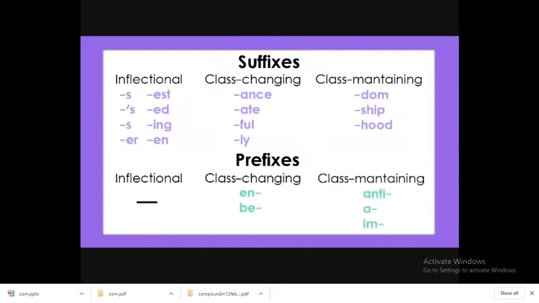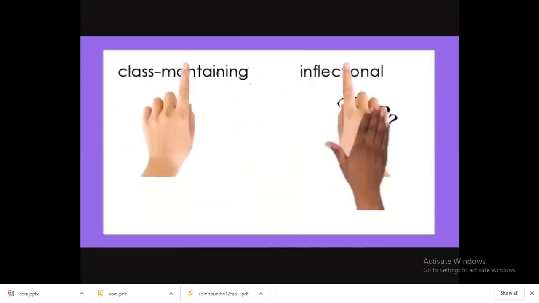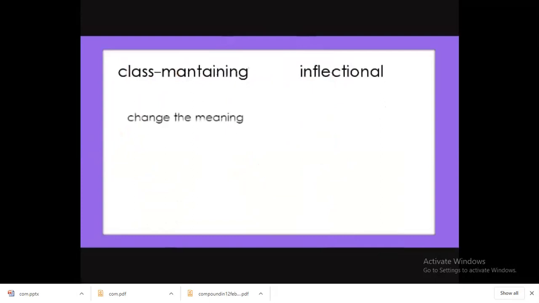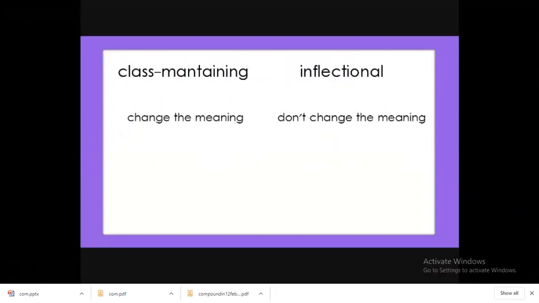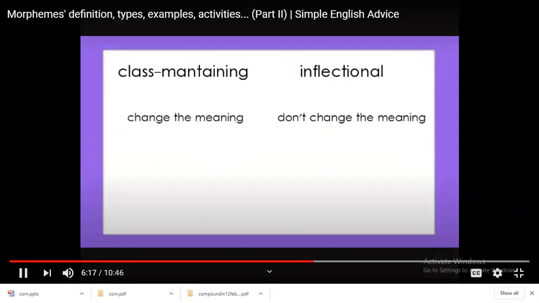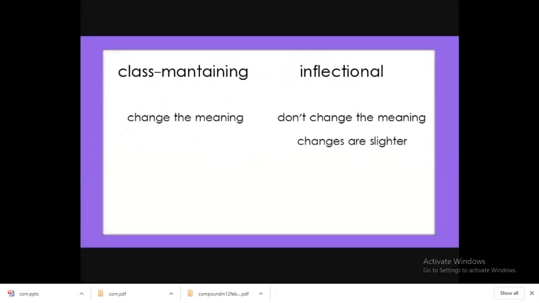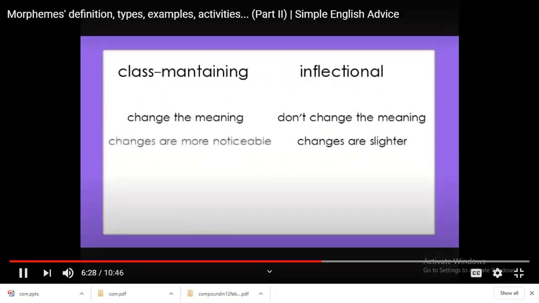You may say, well, if class maintaining don't change the part of speech or word class, why aren't they cataloged as inflectional? Remember that class maintaining also change the meaning and inflectional don't change the meaning, neither the word class. They might have a rule function to express either plural or possessions or comparisons, but the changes made by inflectional morphemes are slight. They are important, of course, because otherwise they wouldn't exist, but the changes are slighter than the changes made by any derivational morpheme.